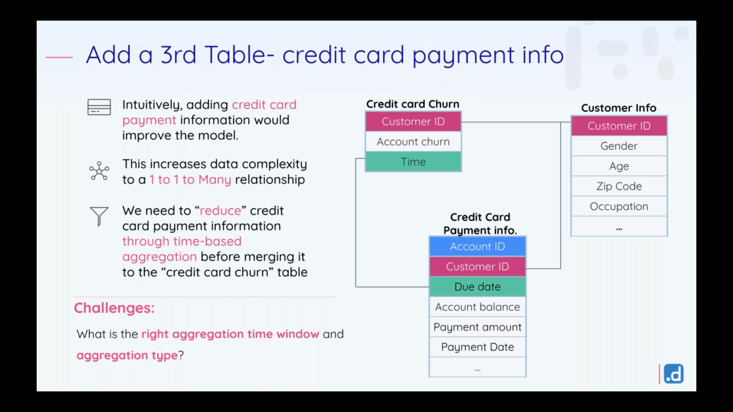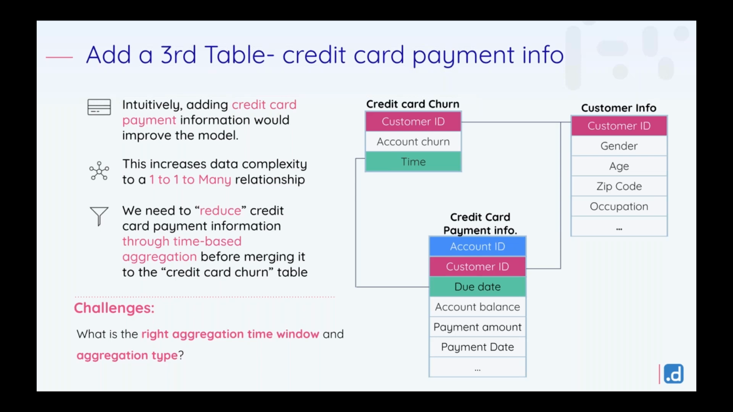Now I'm going to add the third table, credit card payment information. But this credit card payment information is actually a little bit more challenging compared to the previous two tables. The challenge is that for every customer that we are looking at in this credit card churn table, there are actually many records for that customer in this credit card payment table. Essentially, this credit card payment table is a transactional table.